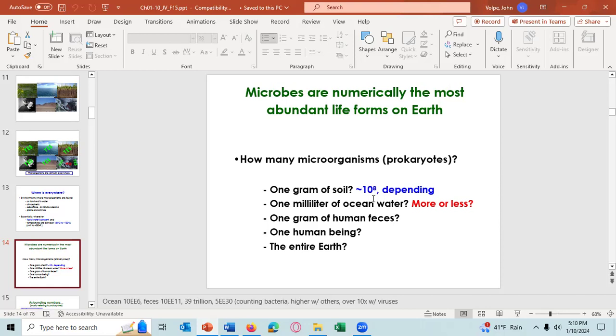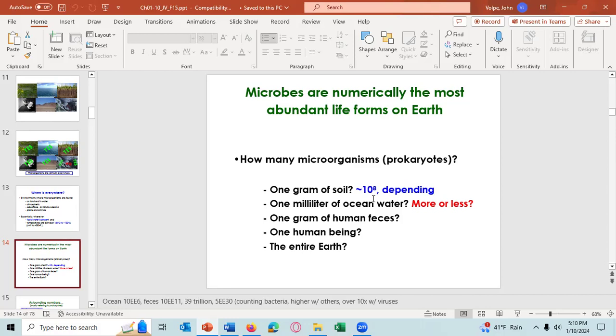Now that will depend on the moisture in the soil and the amount of organic matter in the soil, meaning dead matter in the soil. The more organic matter in the soil, the more moisture you have in the soil, generally the more microbes you'll find. And then the least microbes you'll find would be something like 1 gram of the Sahara Desert soil, very dry soil, very little organic matter in it.